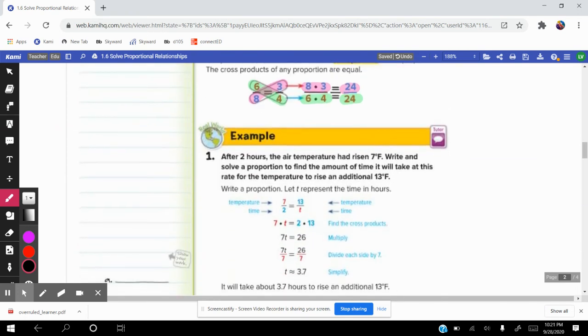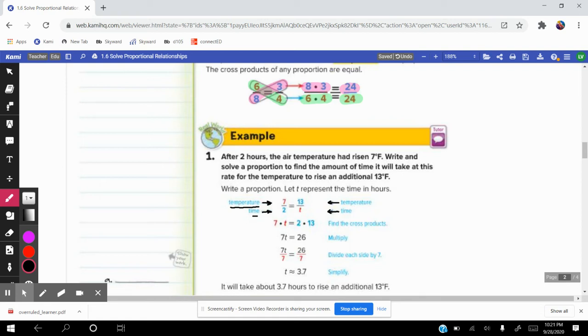So let's take a look at an example. Number 1. After 2 hours, the air temperature has risen 7 degrees Fahrenheit. Write and solve a proportion to find the amount of time it will take at this rate for the temperature to rise an additional 13 degrees Fahrenheit. Write a proportion. Let T represent the time in hours. So when setting this up, we have temperature in the numerator, which is 7, and time in the denominator, which is 2. So we put the temperature in the numerator on the right side and time in the denominator on the right side as well.